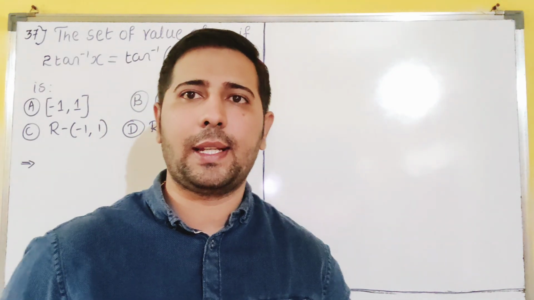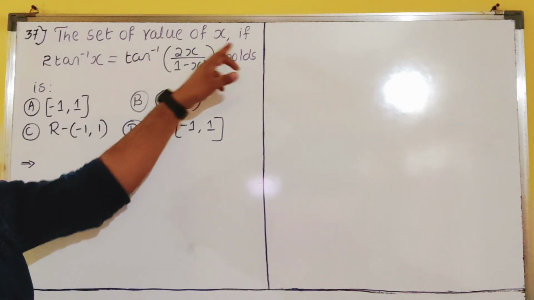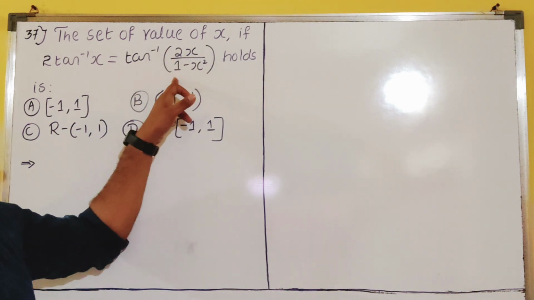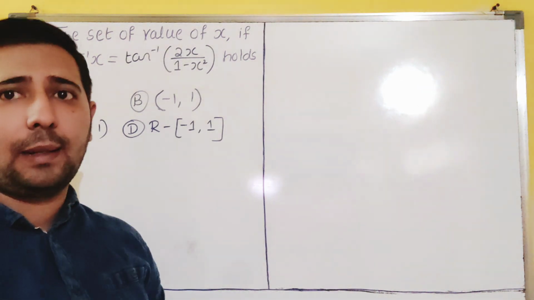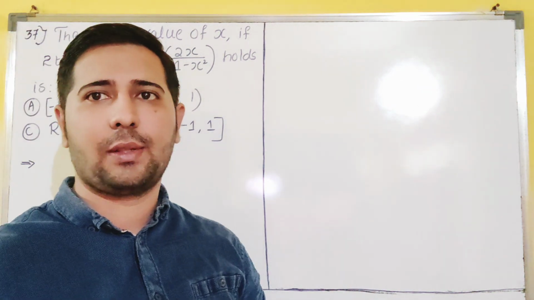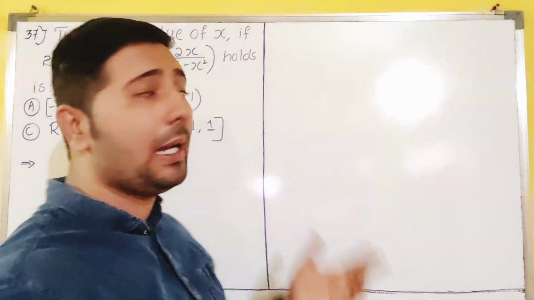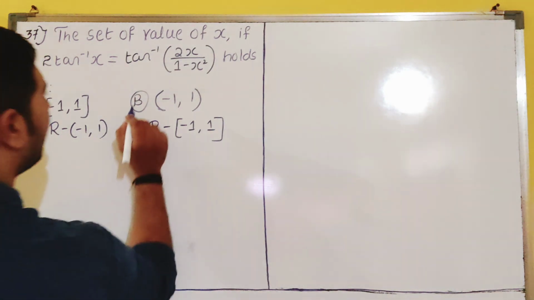Let us see the next question, dear students. Question number 37. Find the set of values of x for which 2 tan inverse x is equal to tan inverse of 2x divided by 1 minus x square holds. Please remember, in MCQs they may ask this for theory exams, and sometimes even for CET also.